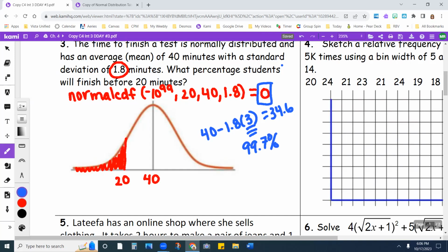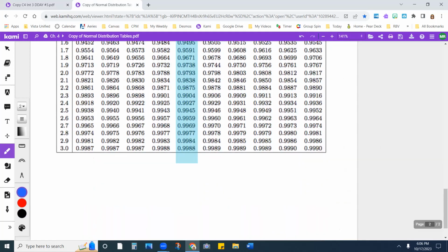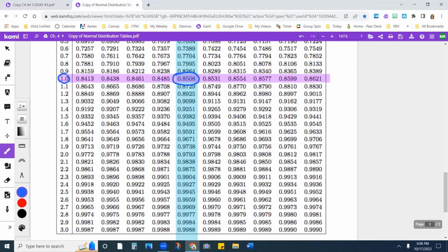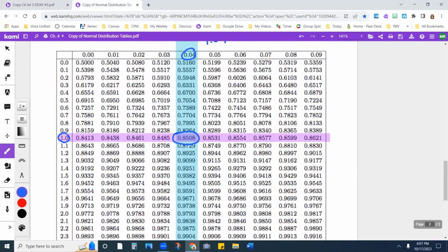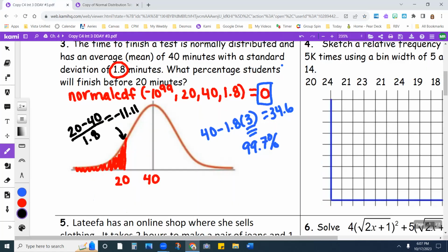So 0% of the students should be scoring there. If I'm doing it with my table, I would find the Z score for this. I'm going to take 20 minus 40, divided by 1.8, and I get a negative 11.11. That is not going to be found on my table because our tables go up to about a 3. Sometimes you'll see ones that go a little beyond 3, but they're not going to go out 11 standard deviations. So the probability of that is 0.